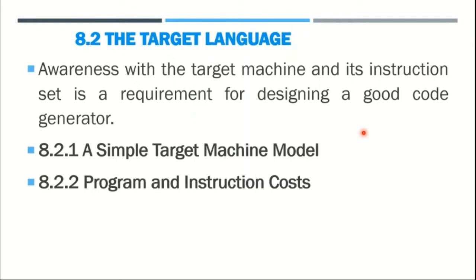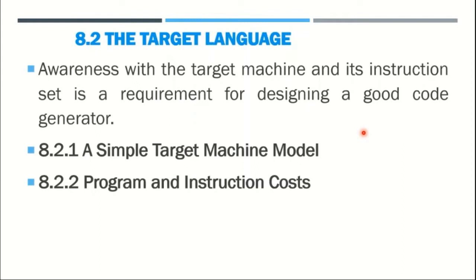Actually, while developing the best target code, we need some awareness of the target machine and its instruction set. That means whatever machine we place that code on, we need to know which type of machine it is and which type of instruction set it supports. Based on this basic information we can generate good code.